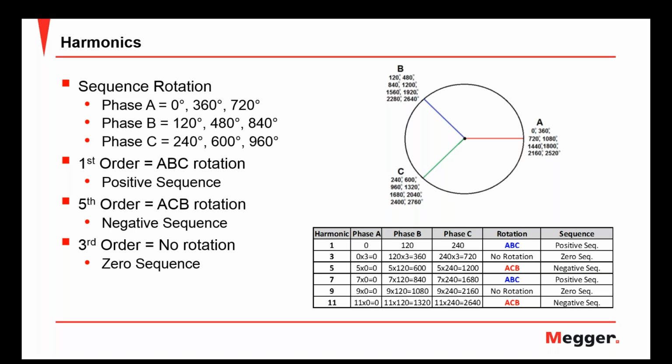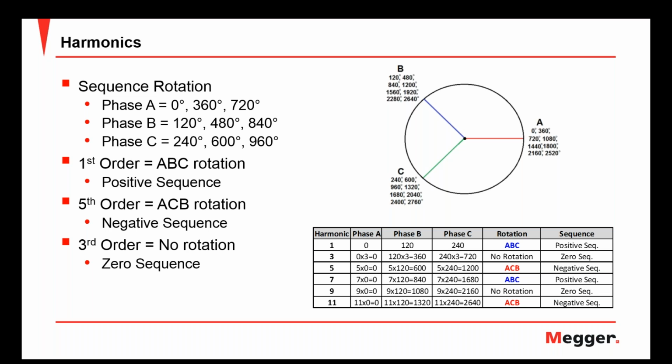So when I look at my first order harmonic, looking down at the table, phase A is at 0, phase B is at 120, phase C is at 240. So I'm going A, B, C. It's a positive sequence. Let's look at our fifth order harmonic, where I'm going to multiply each by 5.